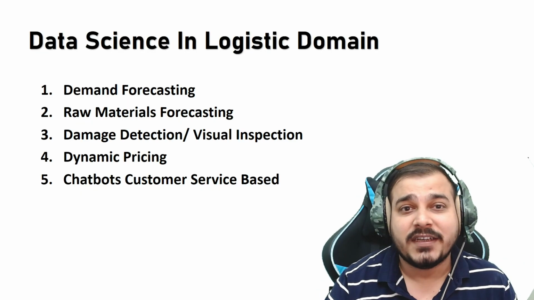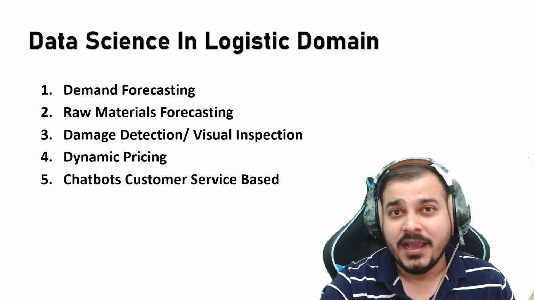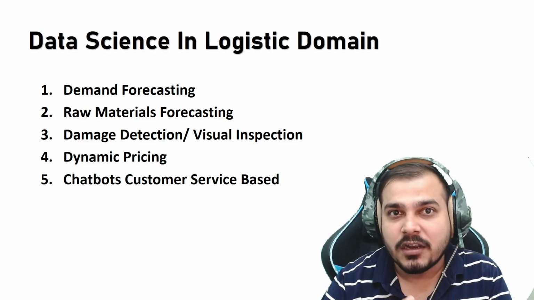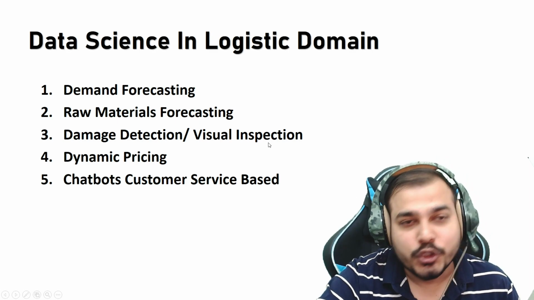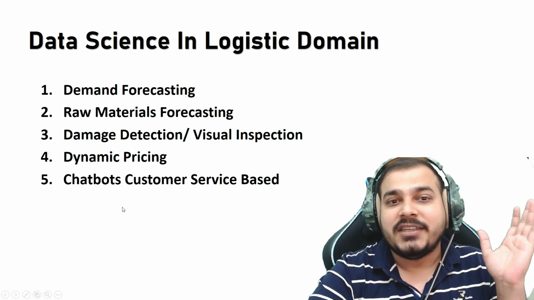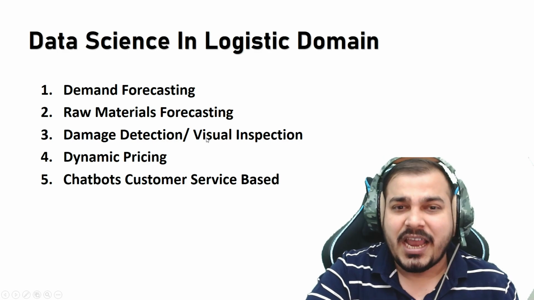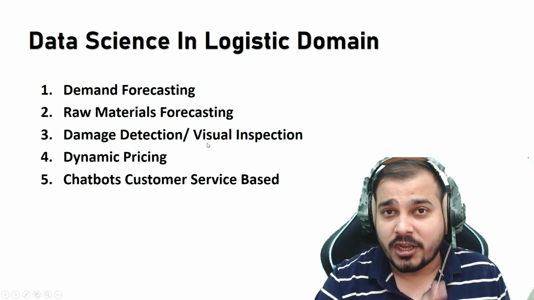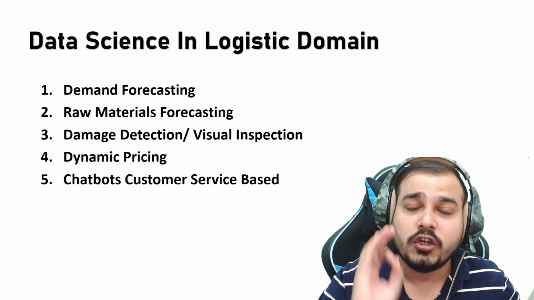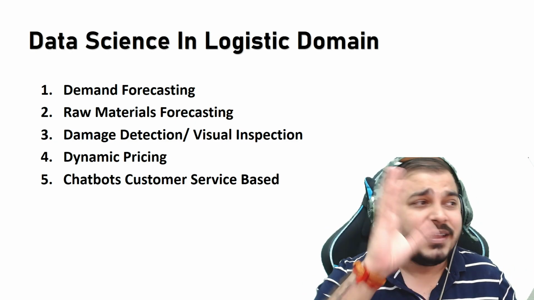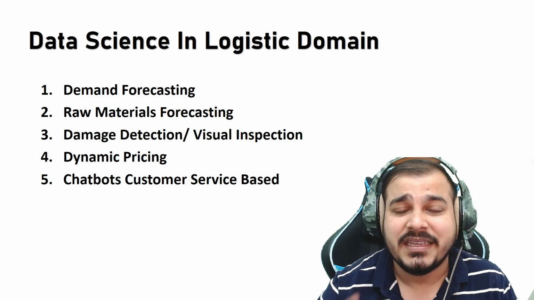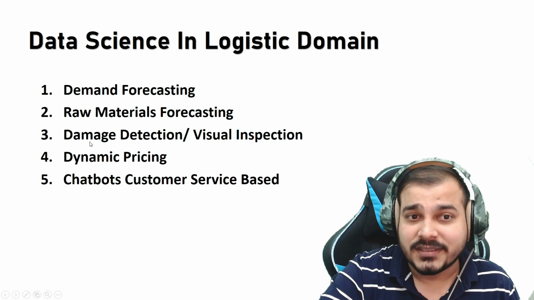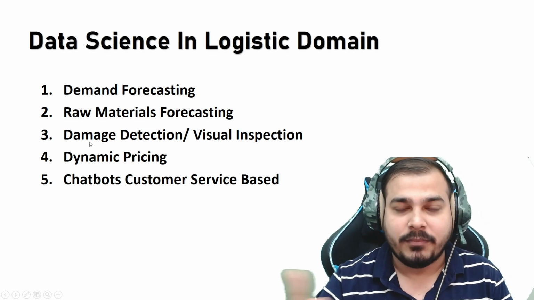So let's go ahead with the first domain, that is data science in logistic domain. Some of the project examples are demand forecasting, raw material forecasting, damage detection of visual inspection, dynamic pricing, and chatbot customer service based. Now I have just written 5 different projects over here. Why have I written these common projects? Because in most of the logistic domain in any company, wherever you go, these 5 related projects will always be there. That is demand forecasting, raw materials forecasting, raw material procurement, you can basically say.